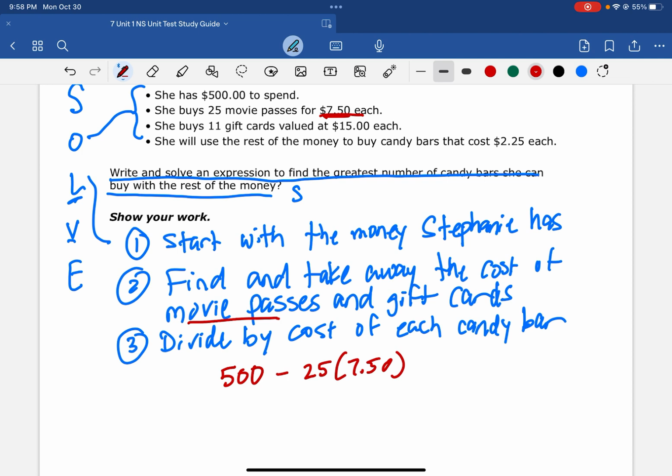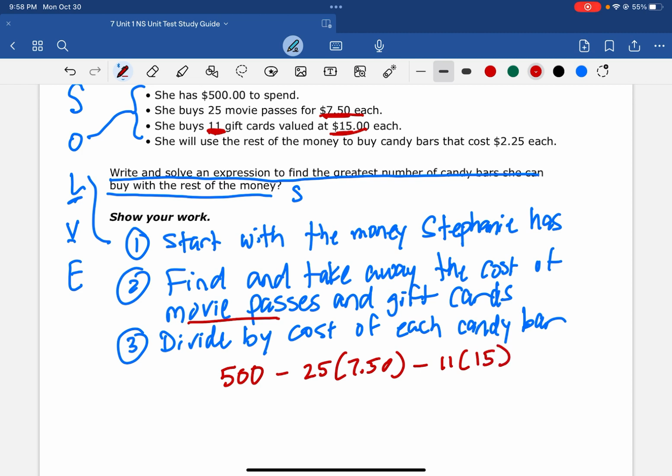Remember that you should be able to look at the expression and say what each thing is. This is 500. This is the money Stephanie is starting with. We're taking away the result of this, which is the cost of all the movie passes. And then after that, we also have to take away the gift cards. Now, how do we find the cost for all the gift cards? Well, that would be 11 times 15 because Stephanie is buying 11 gift cards at $15 each. So we'll say 11 times 15.